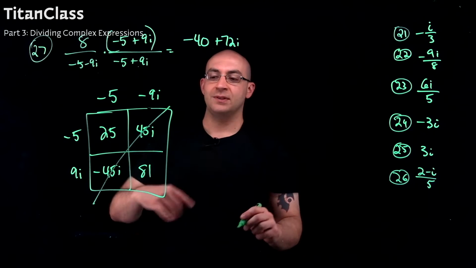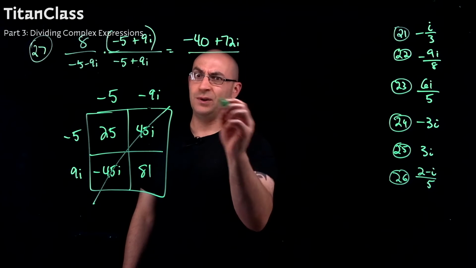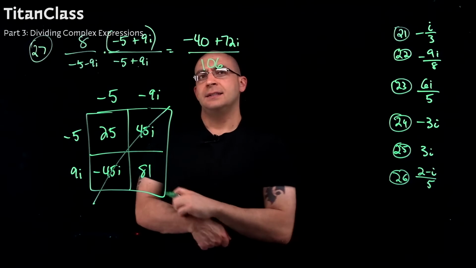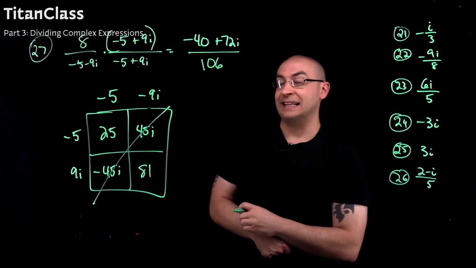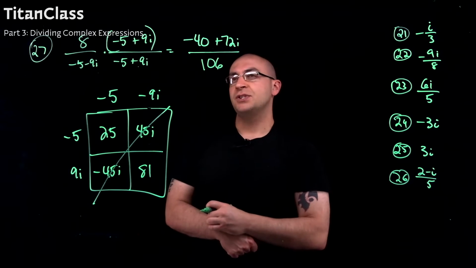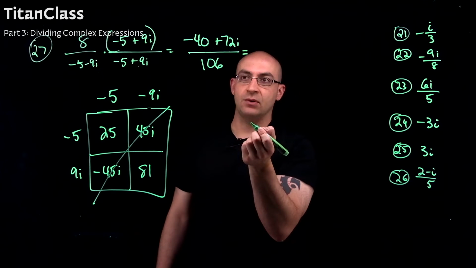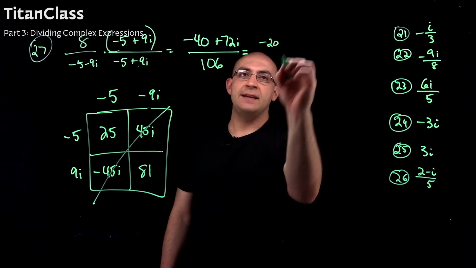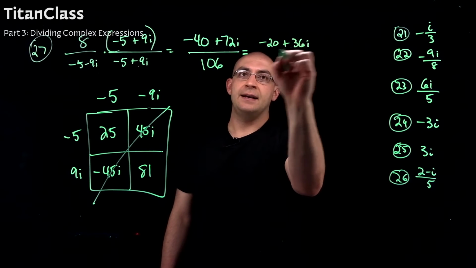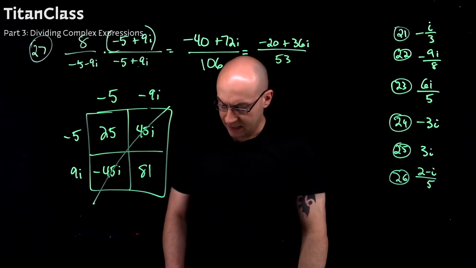So all we're left with is the 25 plus the 81, which is going to give me my denominator of 106. Okay. Now, they obviously have something in common. They at least have a 2 in common. So let's divide by 2 everywhere, because I don't really know where else we can go from there without using my calculator. Dividing that by 2 is going to give me a negative 20. Dividing this by 2 is going to give me a 36i. And dividing this by 2 is going to give me a 53. That's probably the answer, because 53 seems prime. Let's see.